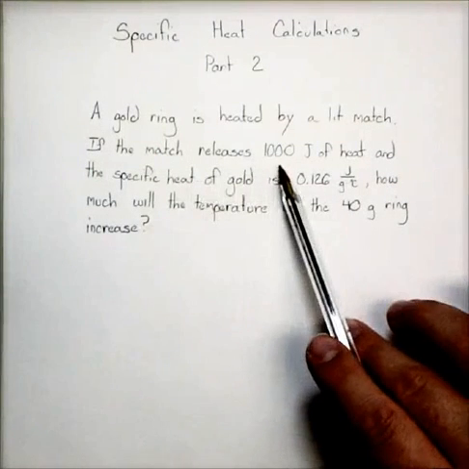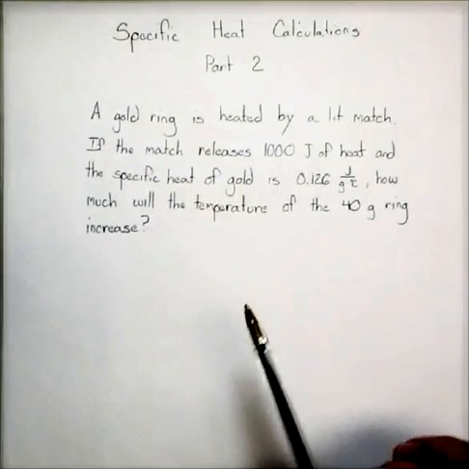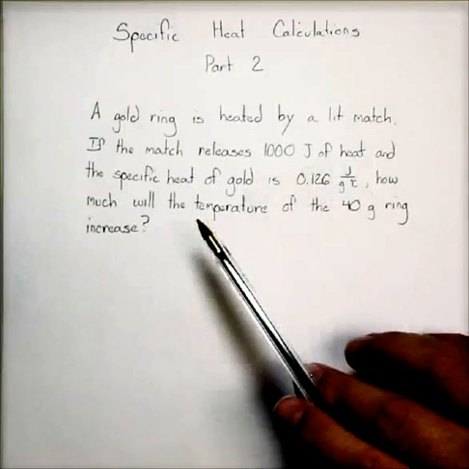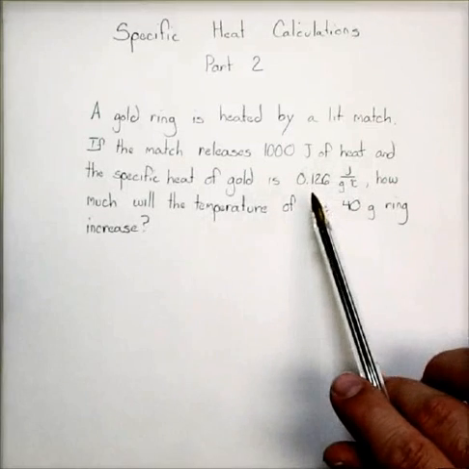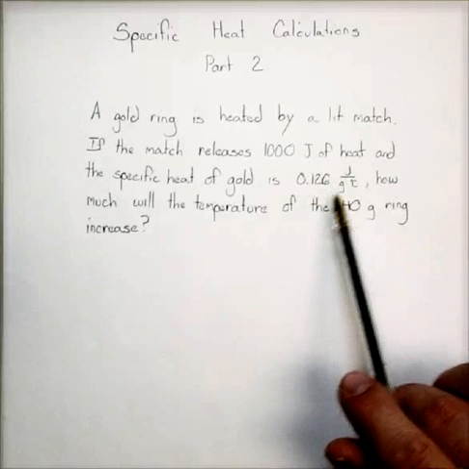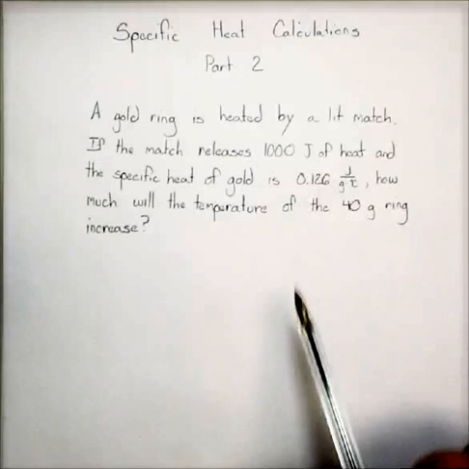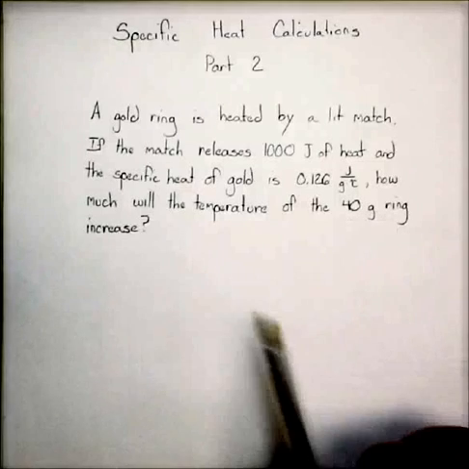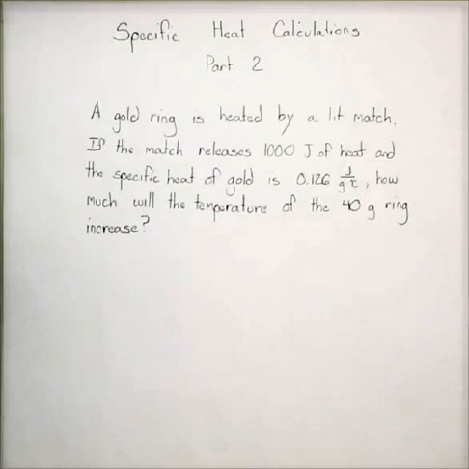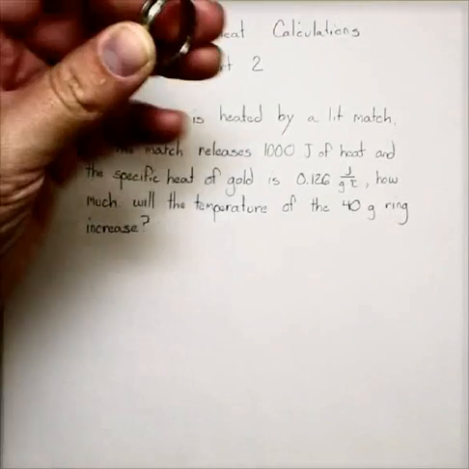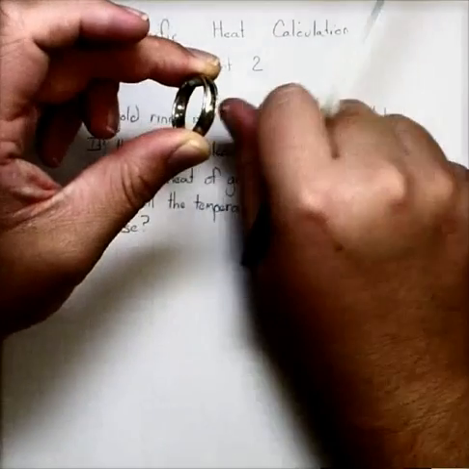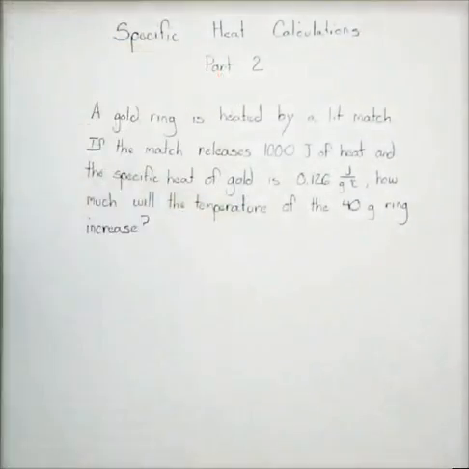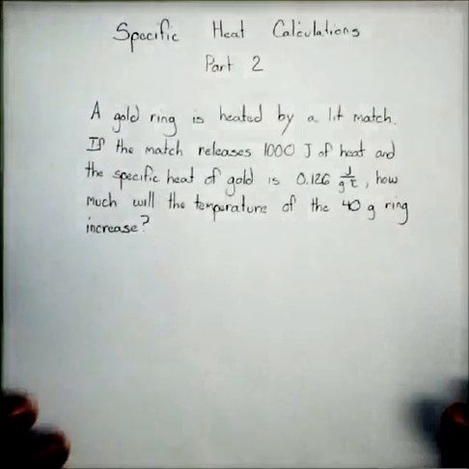The match releases 1,000 joules of heat, which is true. Most matches, when struck, release 1,000 joules. And the specific heat of gold is 0.126 joules per gram degree Celsius. Notice how much smaller that is than water. How much will the temperature of the 40-gram ring increase? So basically, if I took my ring and I lit a match under it, how much would the temperature of this ring increase by? So that's our problem. That's what we're trying to figure out.